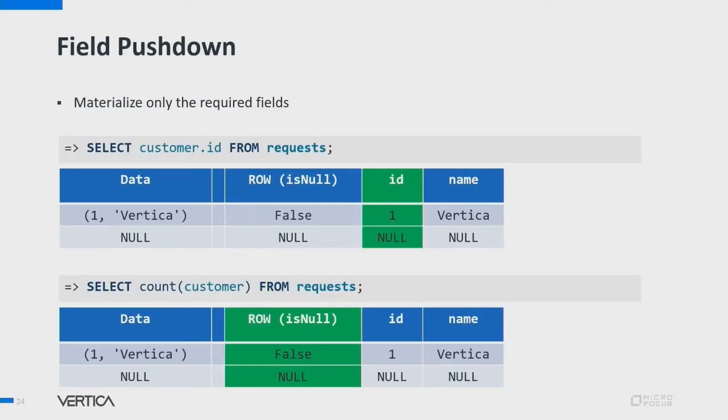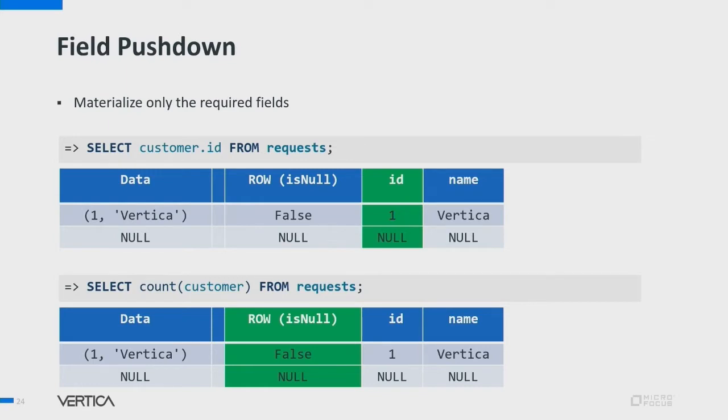This columnar representation means that when you query a complex type and you do a field selection, we don't have to materialize the entire complex type. We only have to materialize the required fields. If you run a query such as select customer.id from requests, then we don't need to materialize the structure column or the name column from the data source. We only need to materialize the ID column.